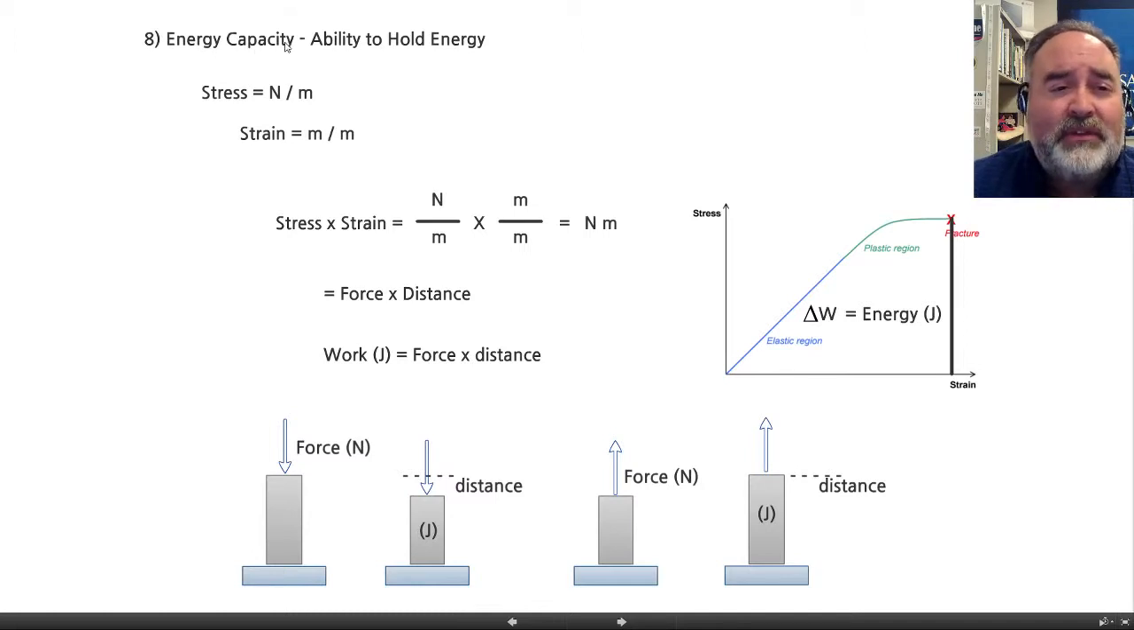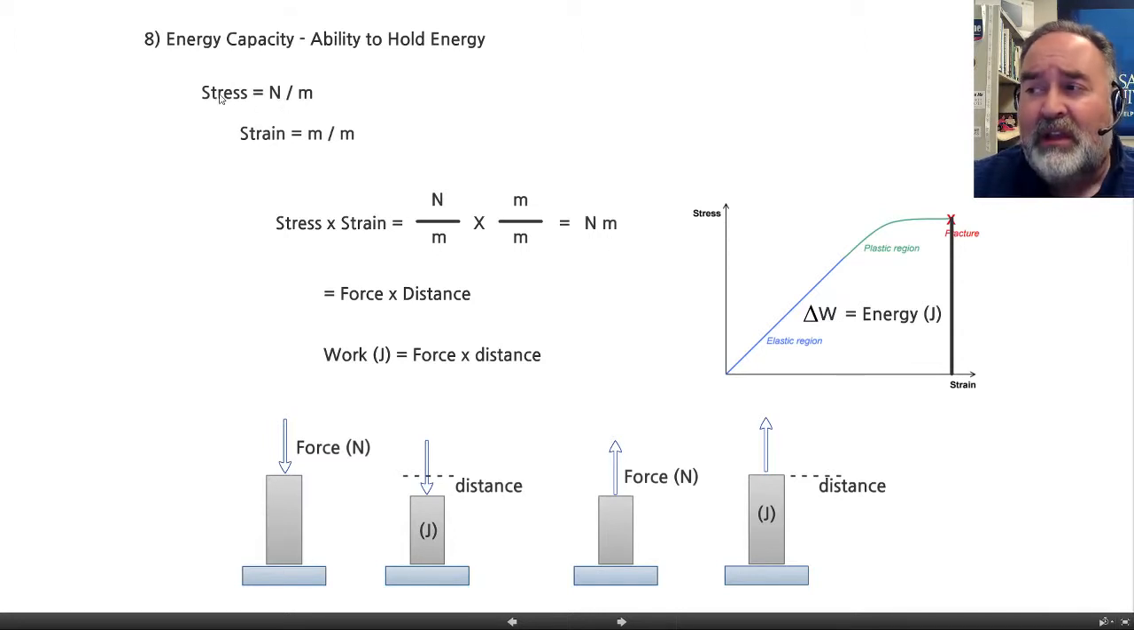So capacity, of course, means how much can you fit into something. So in the case of energy capacity, it really is the ability to hold energy. So what we're talking about is, remember, our stress versus strain curve. I went ahead and copied it. It's over here. Here's stress on the vertical or y-axis. Here's strain on the horizontal or x-axis.